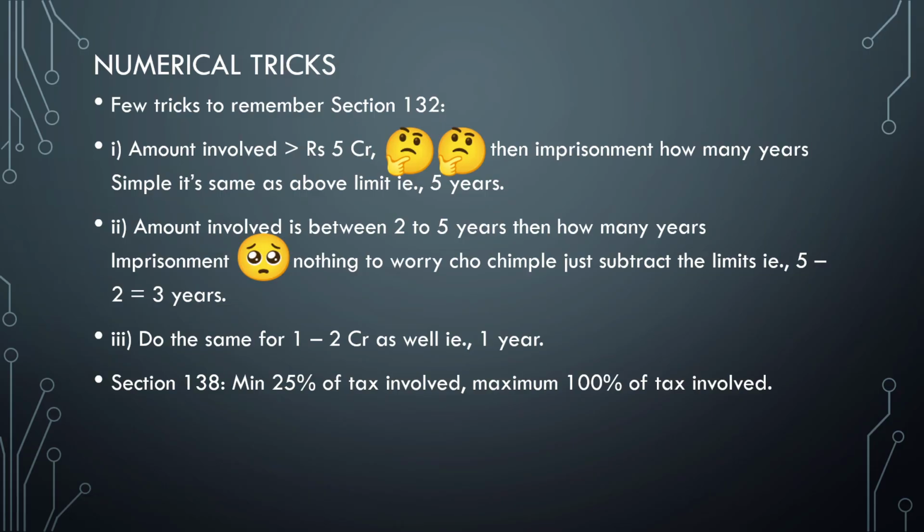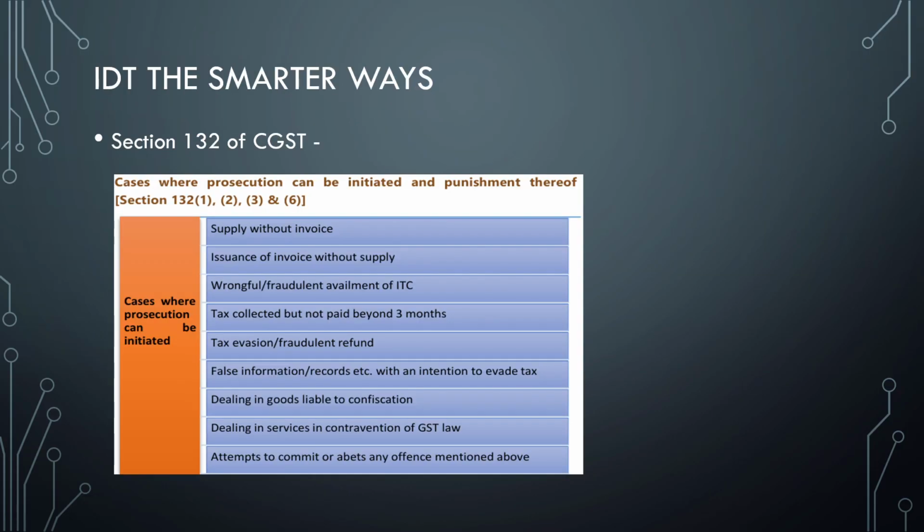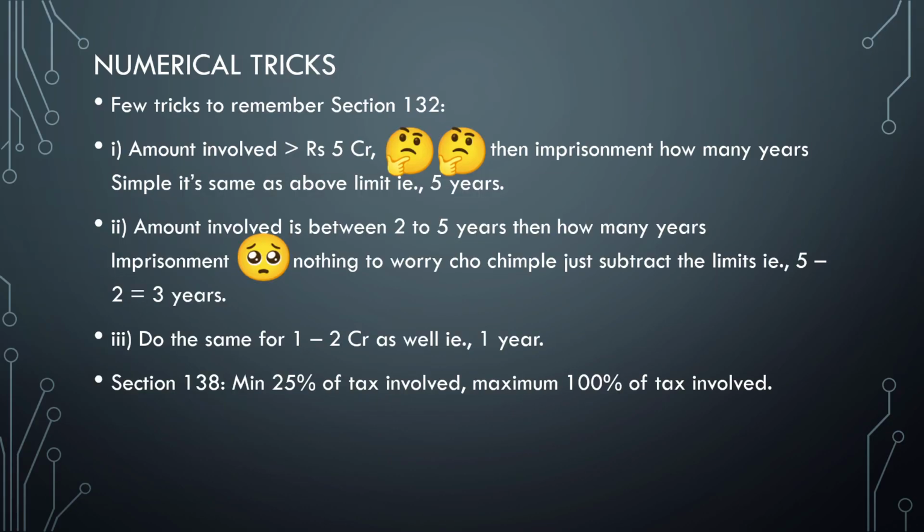And what if the amount involved, say the issuance of invoice without supply, is 3.5 or 4 crores, that is, between 2 and 5 crores? How can I remember that? Very simple, guys. Just take the difference, 5 minus 2, that is 3. So the imprisonment can be imposed as 3 years.